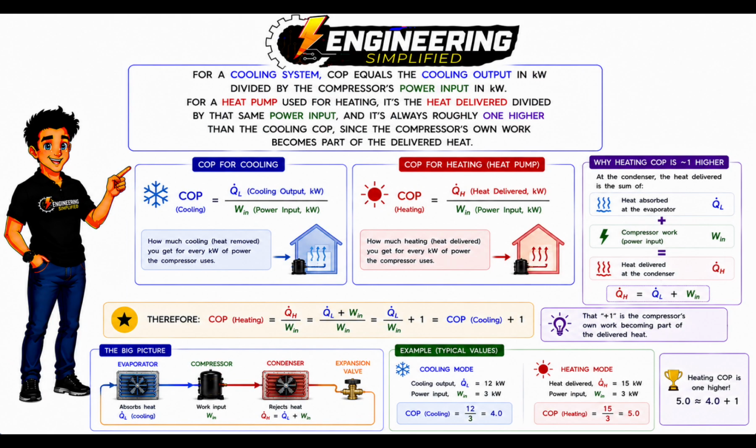For a cooling system, COP equals the cooling output in kilowatts divided by the compressor's power input in kilowatts. For a heat pump used for heating, it's the heat delivered divided by that same power input, and it's always roughly 1 higher than the cooling COP, since the compressor's own work becomes part of the delivered heat.